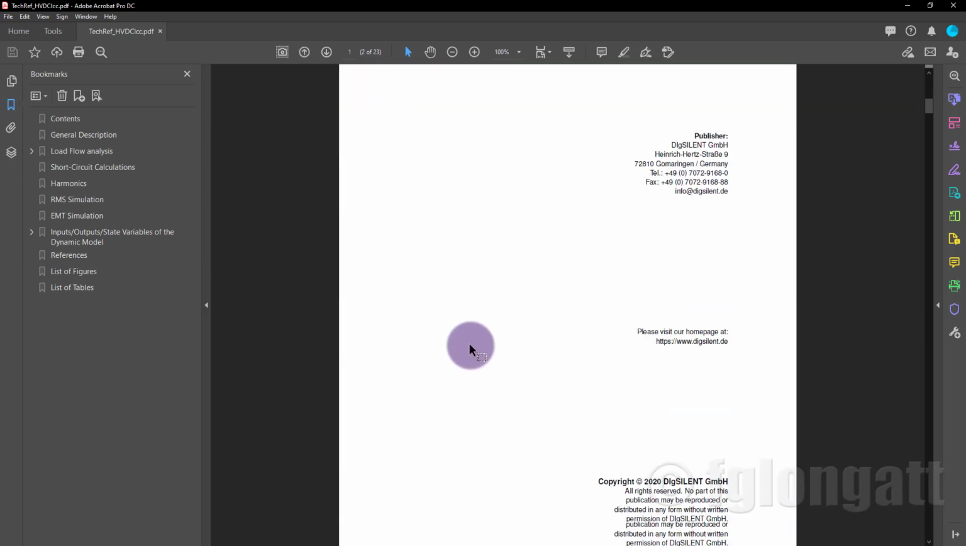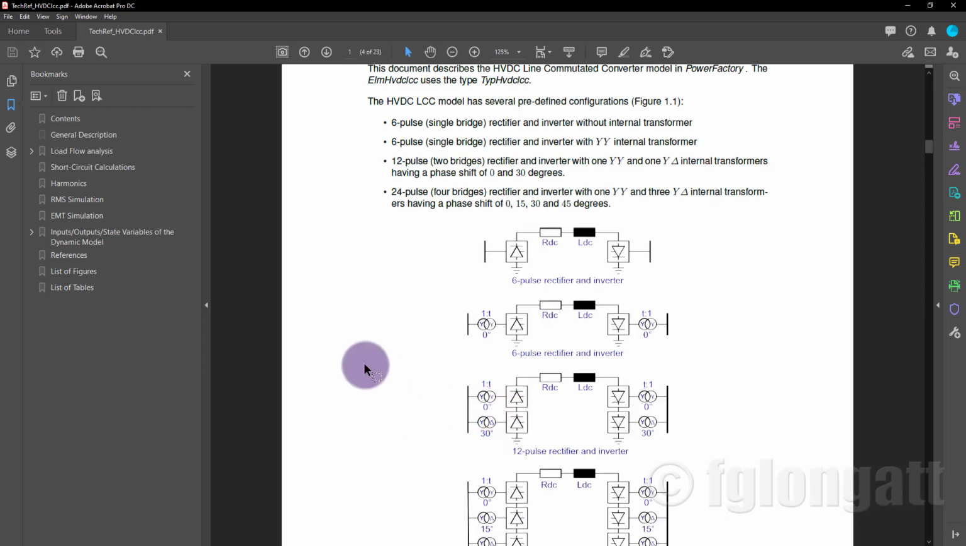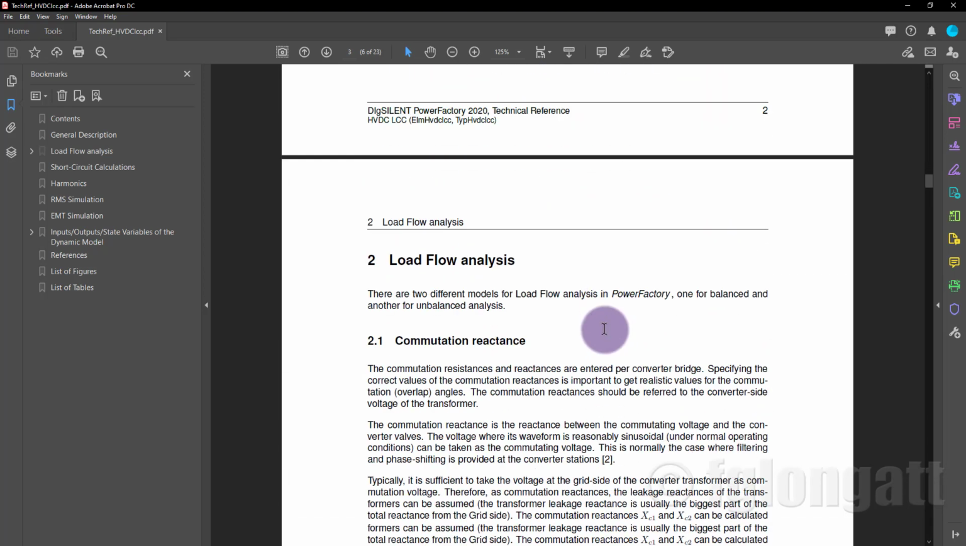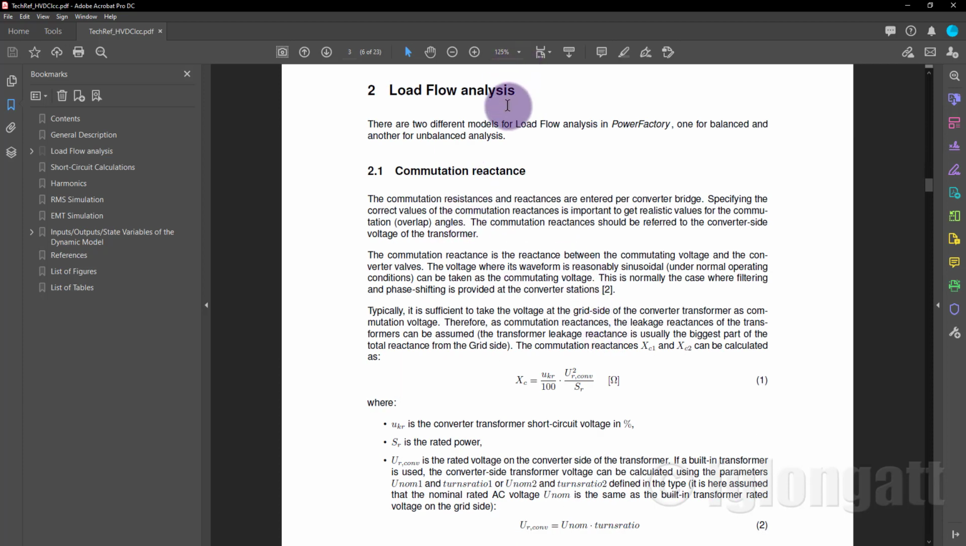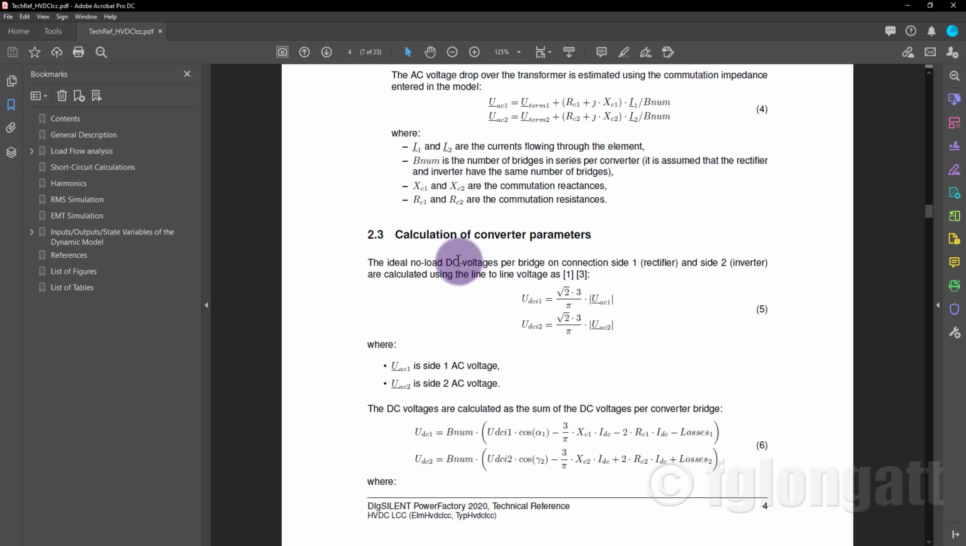And what I will do is move through this technical documentation. As you can see, you can include several different models, including 6 pulse, 12 pulse, and 24 pulse, different kinds of bridges used in thyristor converters, okay? However, I will stop here at the section called load flow analysis, and I will go to calculation of converter parameters, because that is the section that I am looking for. As you can see, there is an equation below, and that is an equation that establishes the connection between the DC side and AC side voltages.